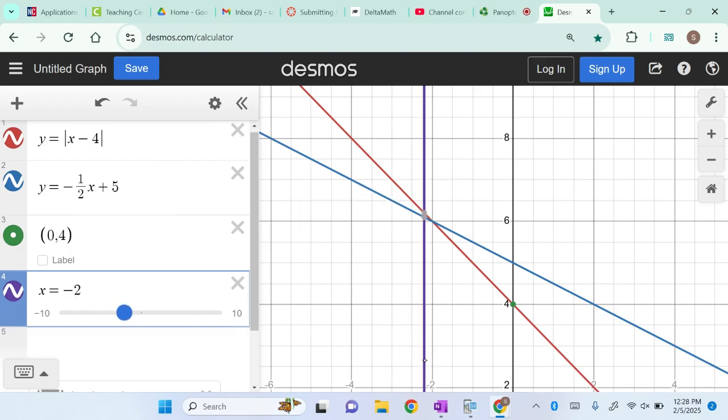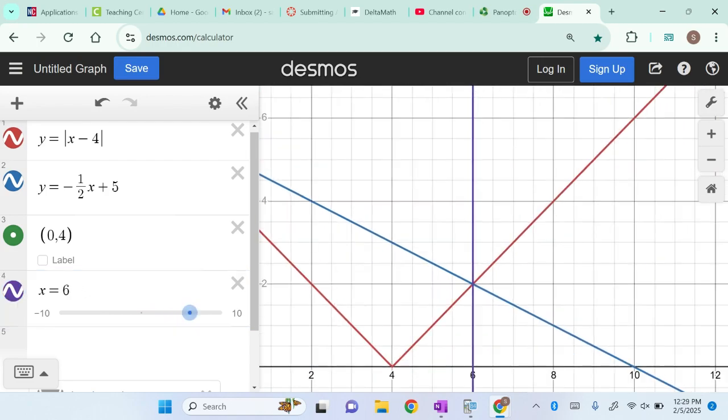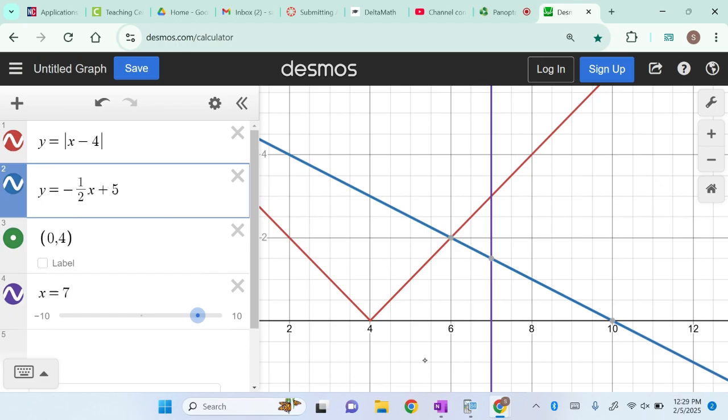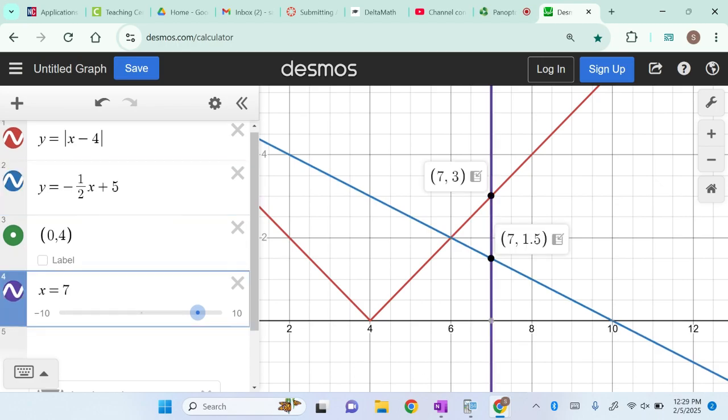What about a number greater than 6? So when x is equal to 6. Well, let's do 7 because that's a number greater than 6. So which one has the bigger y value, the red or the absolute value graph?